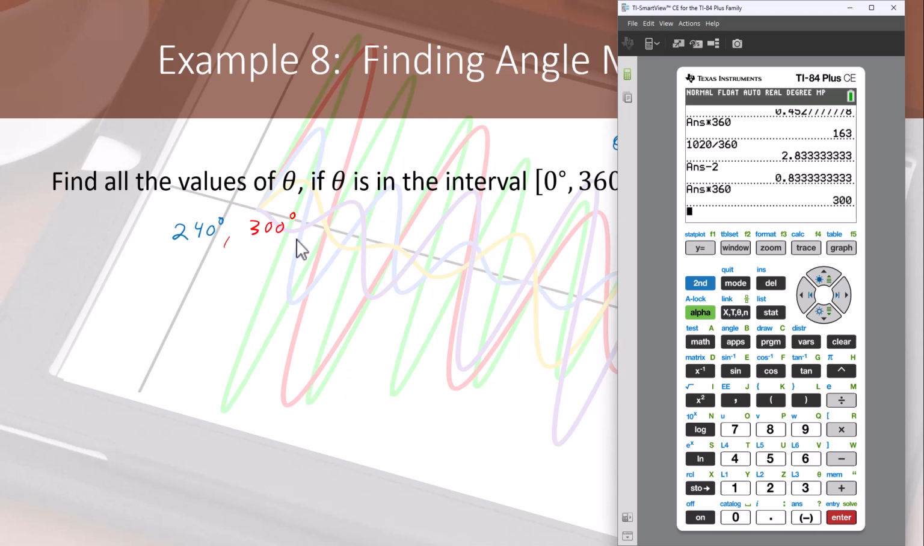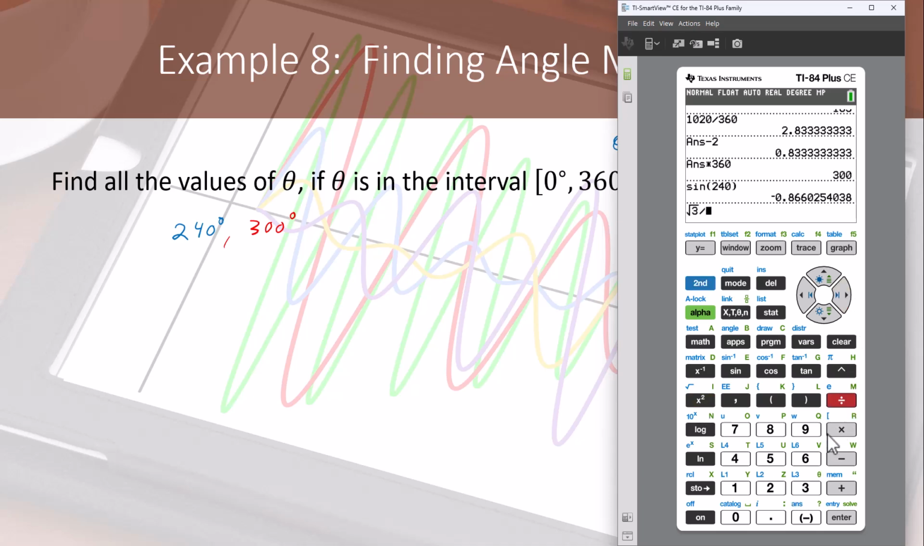Now you can actually verify that just by using your calculator. So here's my calculator. I can do sine of 240. It gives me that, which happens to be equal to the negative square root of 3 divided by 2. I didn't do the negative side, you can just imagine it's there. And also the sine of 300 degrees gives you the exact same answer. So that can give you some confidence that you do indeed have the correct answer.